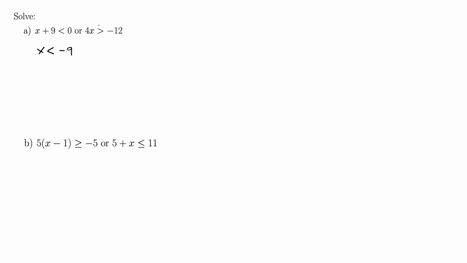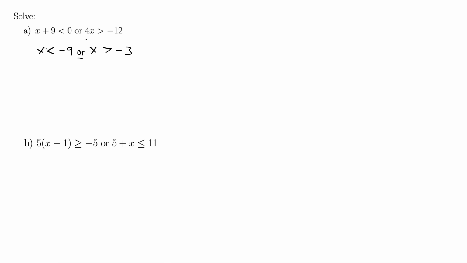Okay, for the right-hand side here, we have 4x > -12. Let's divide both sides by 4. That gives us x > -3. And we still have this "or" in between. What that "or" tells us is we're including both sides of this, right? These are going off in opposite directions.